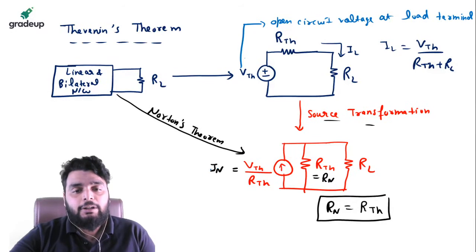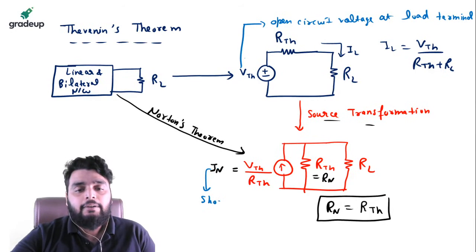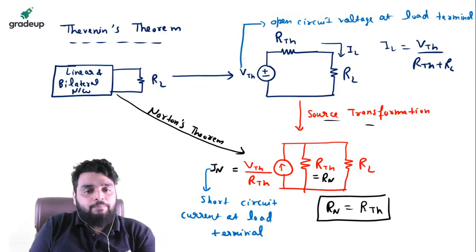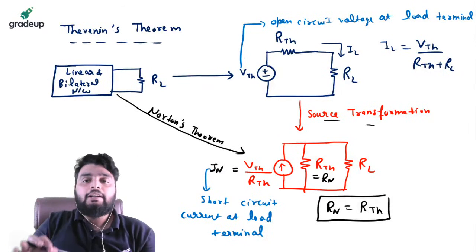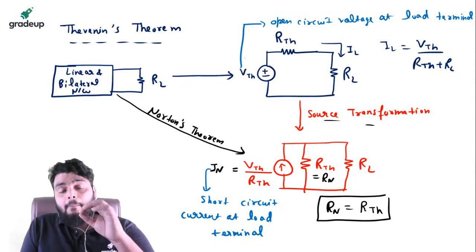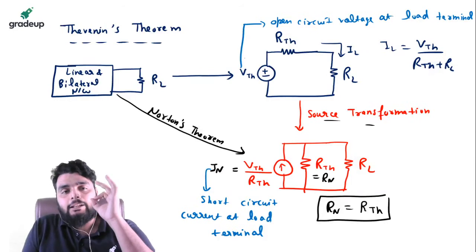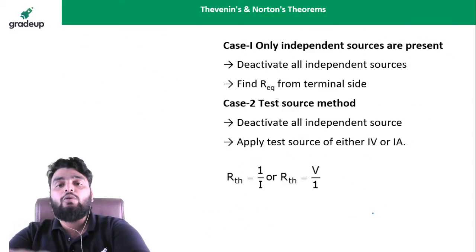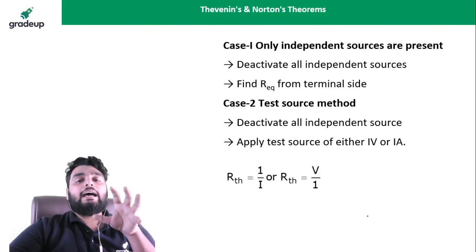Next point, what is IN? Short circuit current at the load terminal. If you want to find out the Norton's current, you just need to short circuit the load terminal and find out the current passing through it. That will be the Norton's current. We will go to questions also, but the most important thing in Thevenin's and Norton's is the Thevenin resistance. So this is going to be a step to find out the Thevenin resistance.